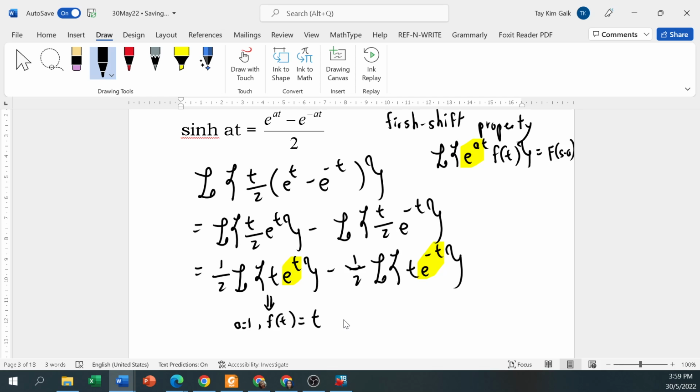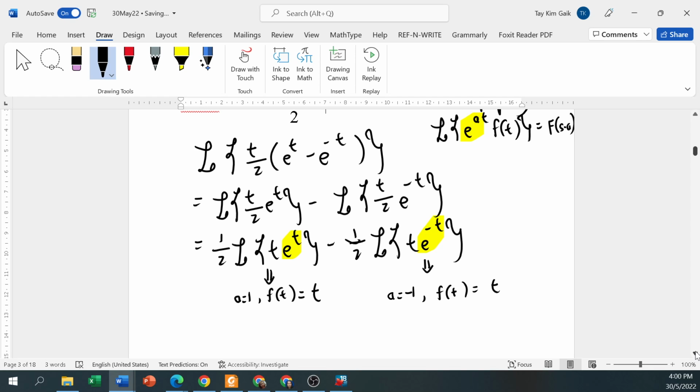Sorry, Doctor. So if you look at the second term, what is the A for the second term? Compare: A is negative 1. Okay, that's correct. Then f(t): negative t. Never mind, the negative we put outside, factor out, so we take t.